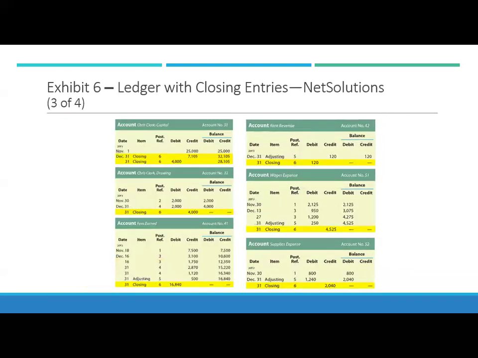But as soon as we get to the capital accounts, they are impacted, as well as the income statement accounts. And so the drawing account is a temporary account, so that gets zeroed out. And then Chris Clark Capital, that ending balance ends up being the same balance as will appear on the balance sheet and on the statement of owner's equity, because we have beginning balance, zero, investment by the owner, net income, withdrawals, ending balance. It's exactly the same as on the statement of owner's equity.